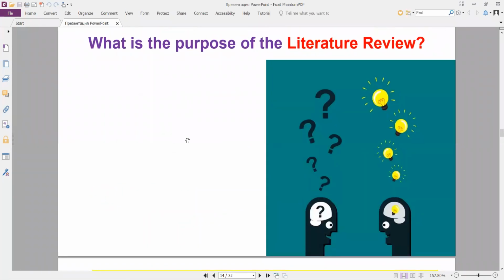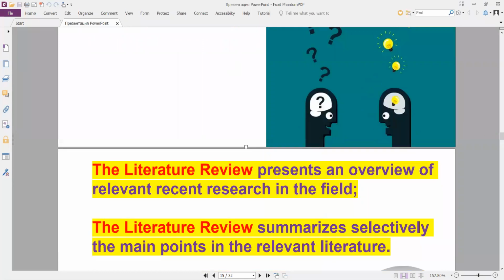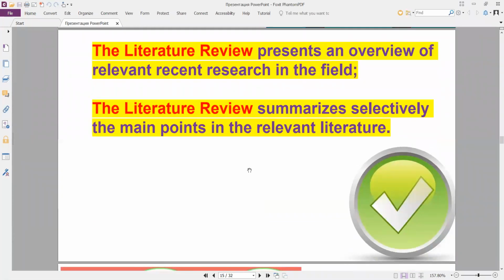Great then. So another question is, what is the purpose of the literature review? Okay. So a couple of answers, you can go on typing. What is the purpose of the literature review? Okay. The literature review presents an overview of relevant recent research in the field, and summarizes selectively the main points in the relevant literature. Okay, to show the evidence. Right, that's interesting. To give academic weight, I see. Great, very interesting answers here.